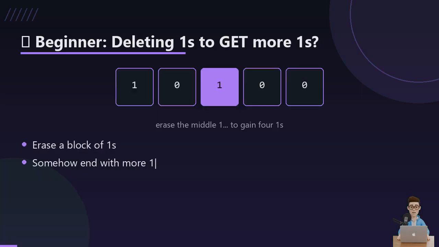Green circle beginner level. Here's something that sounds backwards. We're going to erase some ones and somehow finish with even more ones than we started with. It really works, and by the end of this video, you'll be able to see the trick right away. Take your time. There's no rush. It all comes down to a single number, and I'll show you exactly which one.